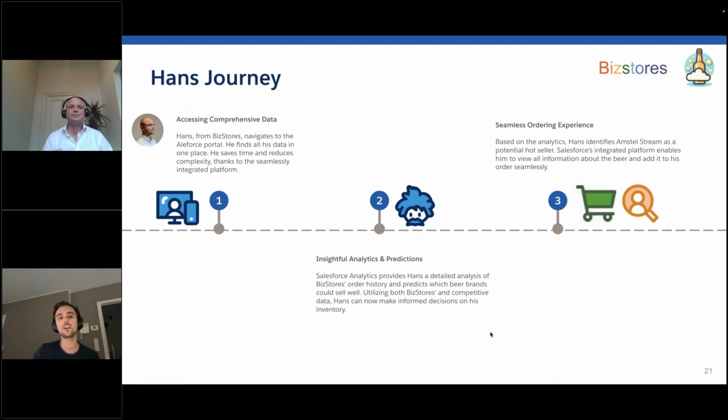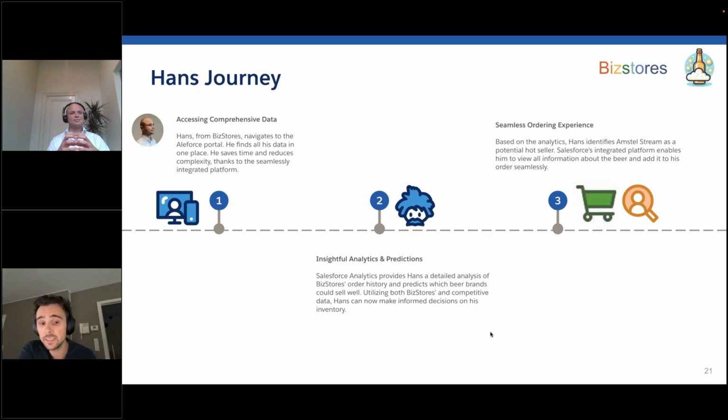So Hans' journey starts, of course, with accessing the portal, where he really gets this personal experience, and he also has one place where all the data is. And that's very important for him because it really saves him a lot of time and it reduces the complexity thanks to the seamlessly integrated platform. Again, we have like 100 retail stores. If Hans has to check all these retail stores individually, he has to search through all his ERP orders and so on. It's really a cumbersome task.